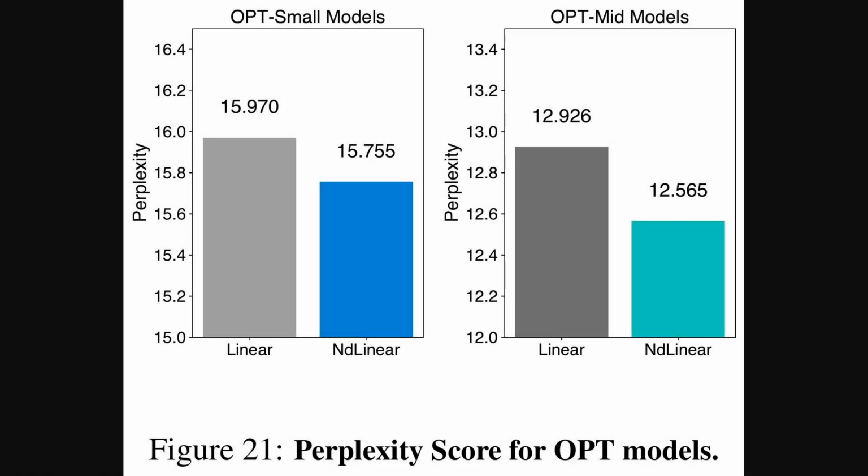Okay, so we've seen how NdLinear performs in vision transformers. Now Figure 21 takes us into the realm of large language models, specifically looking at OPT models. Here the metric is perplexity. And remember, lower perplexity means the model is better at predicting the next word. You can see for both OPT small and OPT mid, the NdLinear versions, those blue and cyan bars, achieve a lower perplexity score compared to the standard linear layer. This suggests NdLinear improves language modeling performance too, and the paper notes this also comes with a reduction in parameters.